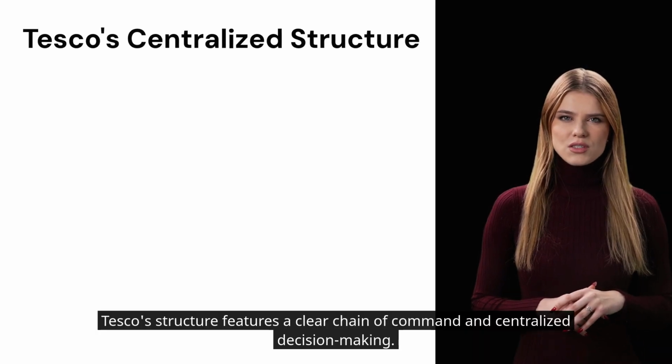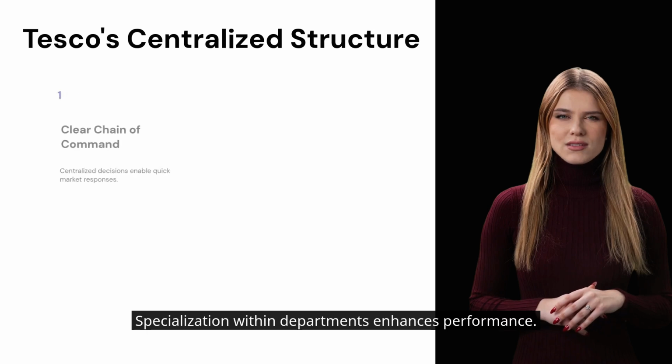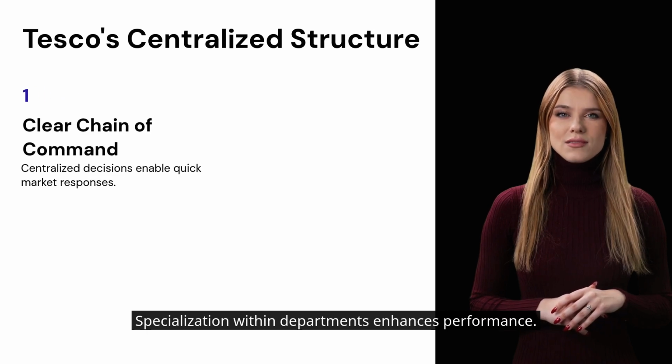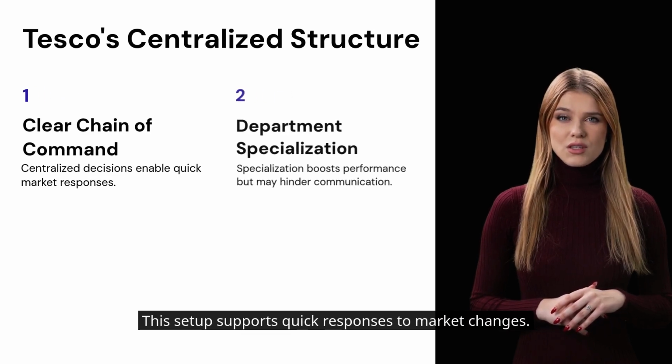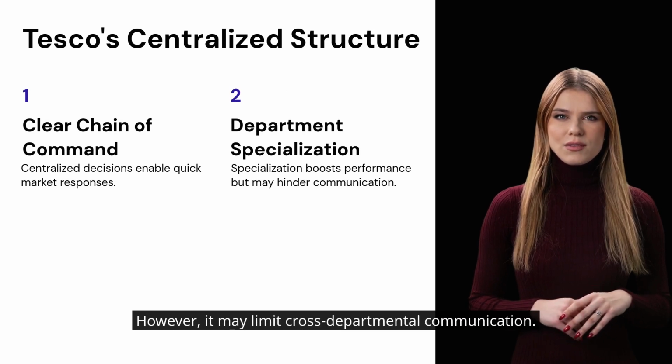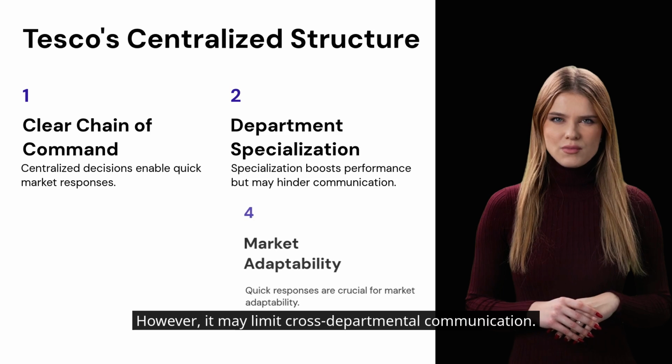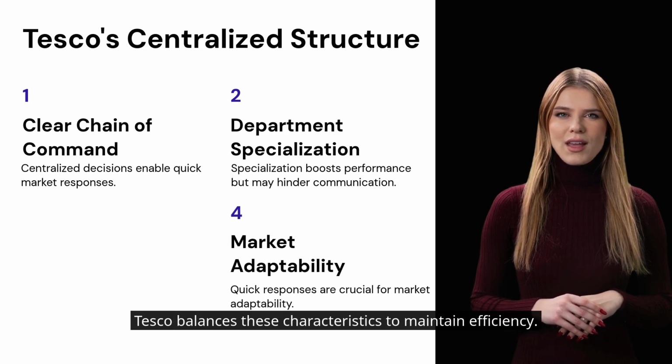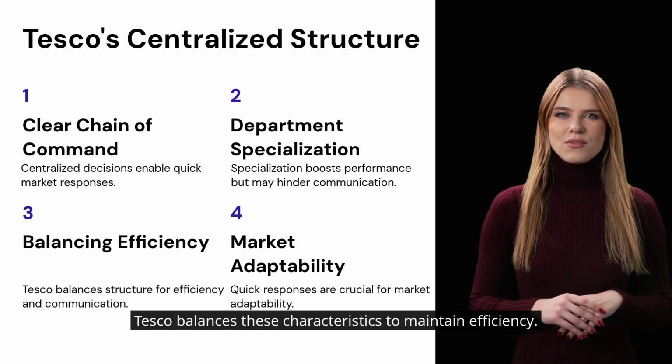Tesco's structure features a clear chain of command and centralized decision-making. Specialization within departments enhances performance. This setup supports quick responses to market changes. However, it may limit cross-departmental communication. Tesco balances these characteristics to maintain efficiency.